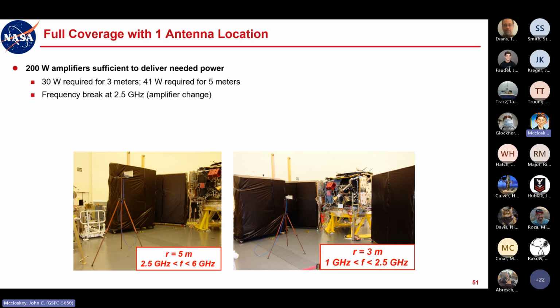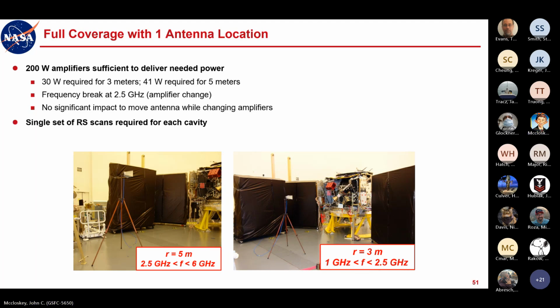And as I mentioned, there was that frequency break at 2.5 gigahertz for an amplifier change. And so there was no significant impact to move the antenna while changing amplifiers. We had to do that anyway. So the two different antenna locations were incidental. It wasn't really a separate antenna position. You had to change amplifiers anyway.